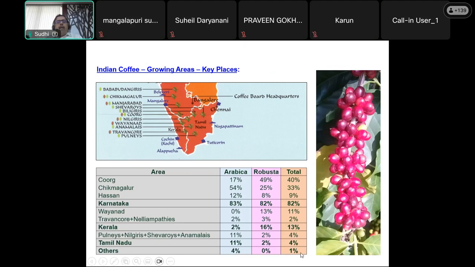In Karnataka, especially the three districts, Coorg, Chikmagalur and Hassan, are where the coffee is produced. And Coorg is in a dominant position, with 40% of the coffee getting produced in the Coorg district. If you look at it, the entire Coorg district depends on coffee as an economy. Chikmagalur is partly coffee, and they have other crops grown in non-hilly regions. Hassan is the same situation.